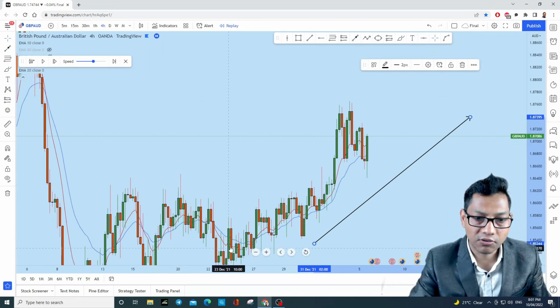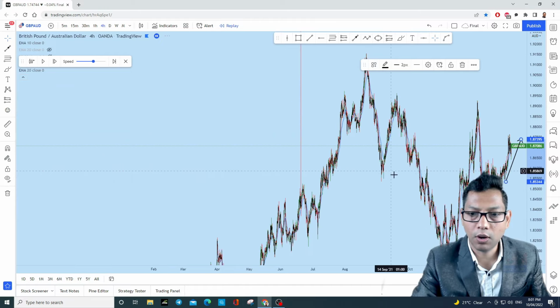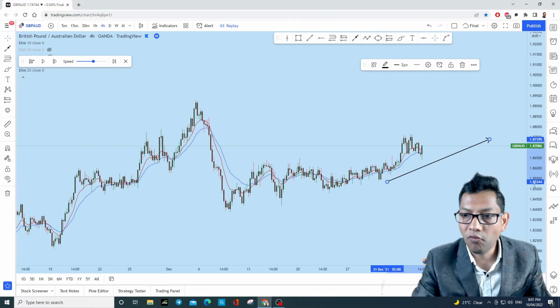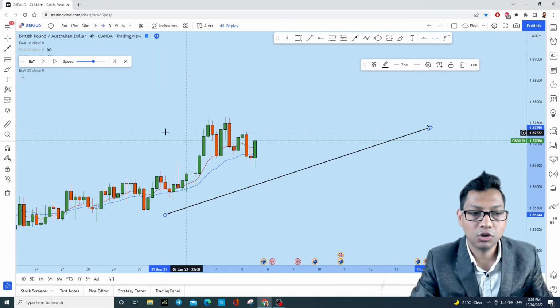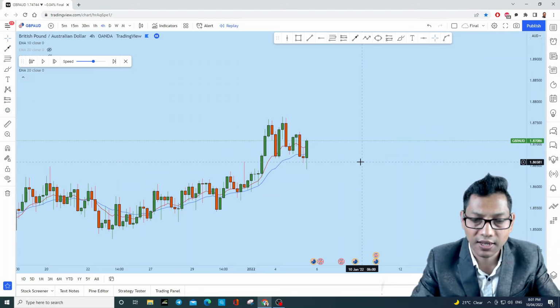So you see the trend is clearly to the upside in this zone. Even with the bigger picture, if you completely zoom out, you see this is an uptrending market. So the overall trend is to the upside. So buyers are stronger in trend.